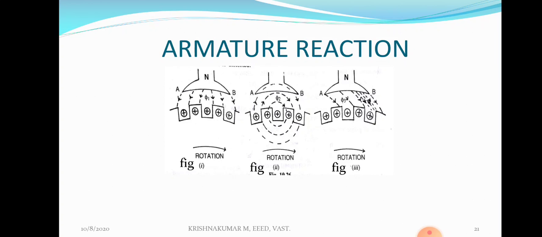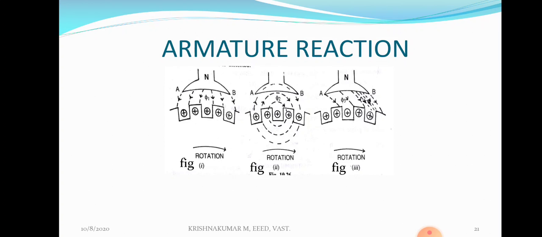The flux produced by field winding of the machine is represented as main flux. In this case it is denoted as phi 1. Only phi 1 is there. In figure 1 only phi 1 is there because generator is under no load condition. Low current is flowing through the armature. So low armature flux, this weak armature flux cannot create any problem to the main flux. So there is no question of armature reaction as far as figure 1 is concerned.